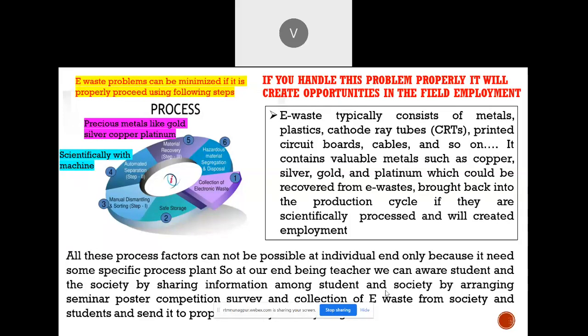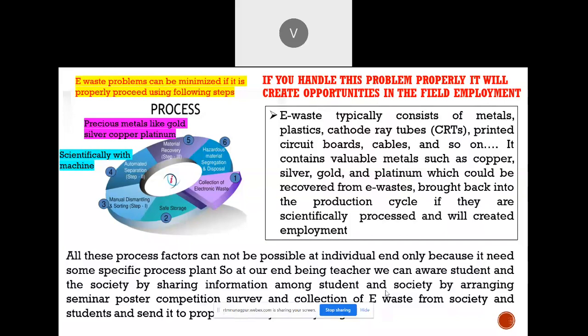Though this is a problem, if we handle it properly, it will create opportunity in the field of employment. How is it so? Because this e-waste typically consists of metal, plastic, cathode ray tubes, printed circuit boards, cables, and so on. It contains valuable metals such as copper, silver, gold, platinum, which could be recovered from the e-waste and brought back into the production cycle. And if they are scientifically processed, it will create employment. All these processes cannot be done at an individual level because they need a scientific process or plant.